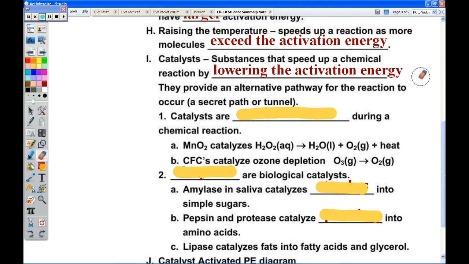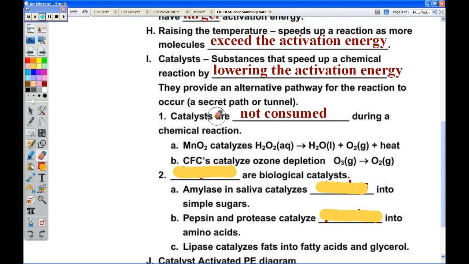You follow that? So they're not just making them go harder, they're also aligning them just right so that they'll react by making their angle of attack correct. Okay. Catalysts also are not consumed in the chemical reaction. If you add a catalyst, that catalyst can go from molecule to molecule and make it happen faster without getting used up.